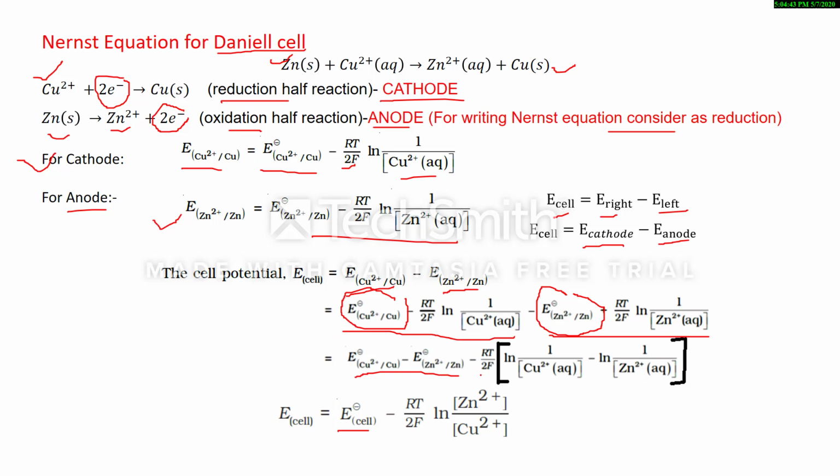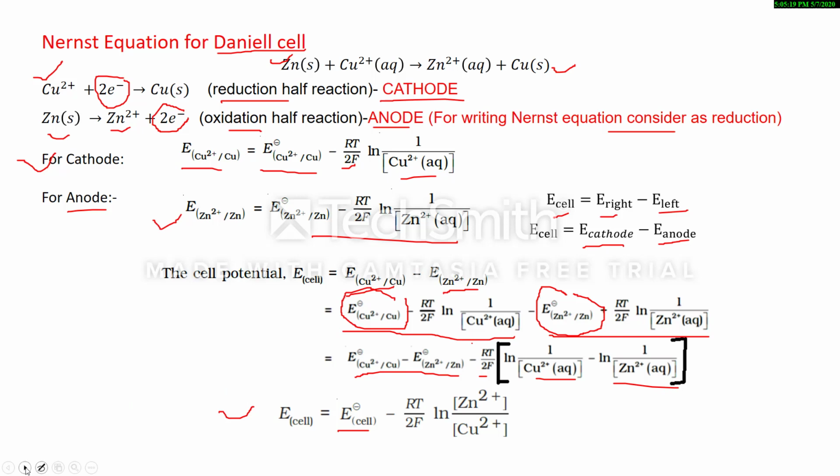And in the remaining term, we will get the RT by 2F is common, and we will get this one. These are in the logarithm form. This is negative. This is negative. That's why this is ln negative, so the reverse of this will come down. That's why Zn2 plus concentration will come in the numerator. I think, is it clear to you? So this is our reaction for Daniell cell for determination of the cell potential at any concentration.